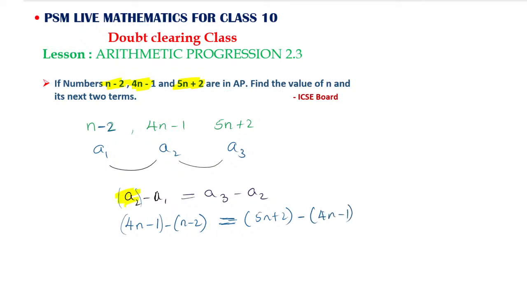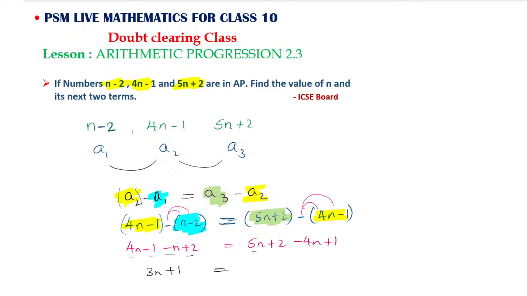See here, the A2 value I have written here, and the A1 value here. Again the A3 value is here, and the A2 value once again here. It must be equal because the common difference is the same. Before subtracting, use the rule: 4n minus 1, put a bracket and multiply the minus inside, so minus n plus 2, equals 5n plus 2, minus the bracket 4n minus 1, giving minus 4n plus 1. Here the calculation: 4n minus n is 3n, 2 minus 1 is plus 1, which equals 5n minus 4n is n, 2 plus 1 is 3.